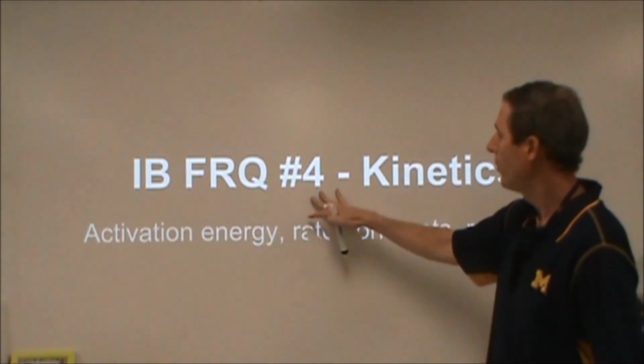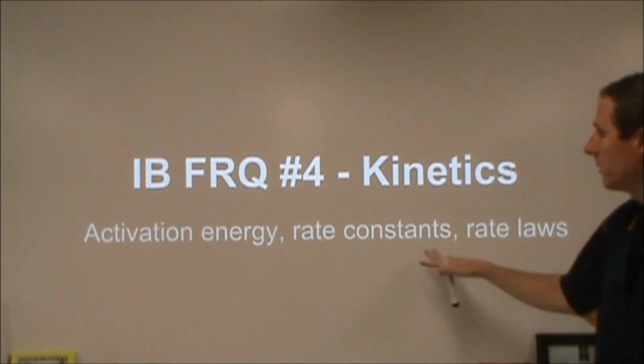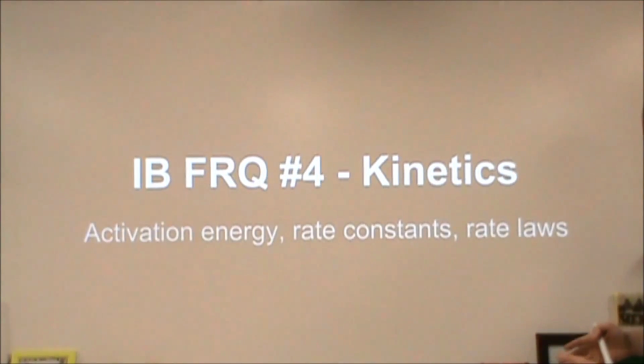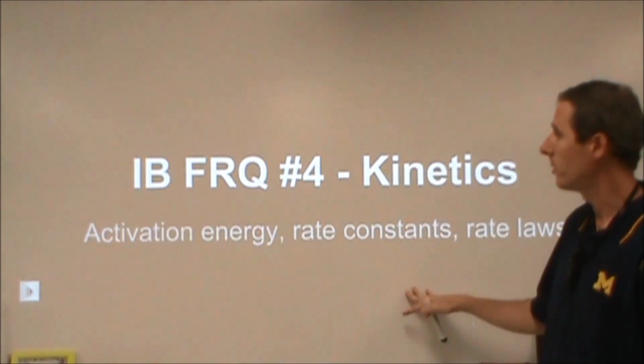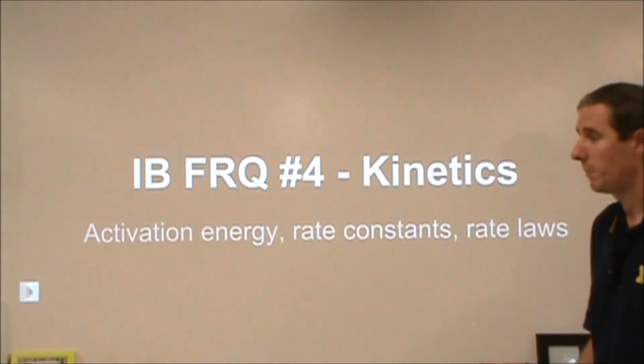This is the fourth FRQ. This is on kinetics. Its focus is on figuring out a rate law, rate constants, and the activation energy for a particular reaction. If you'd like to try the problem first, you can follow the description down and you'll find a link to the Google document that has the entire problem on it. If you want to try it and then come look at the solution that I'm about to start going through.